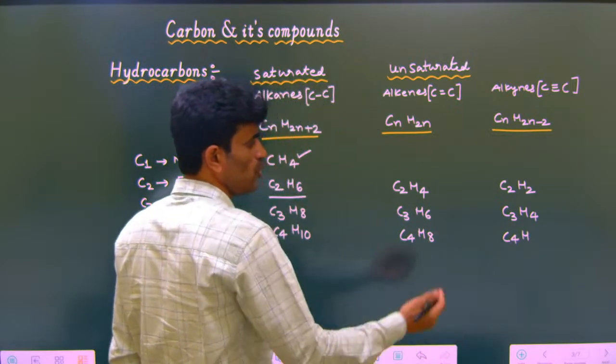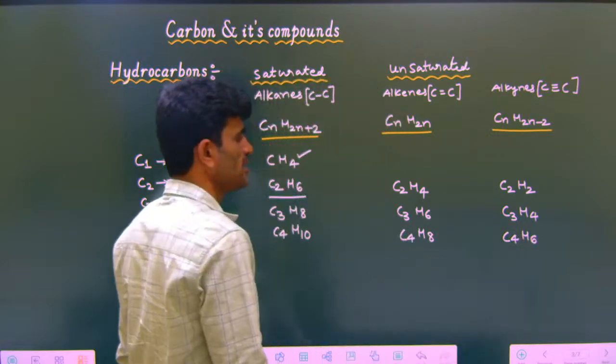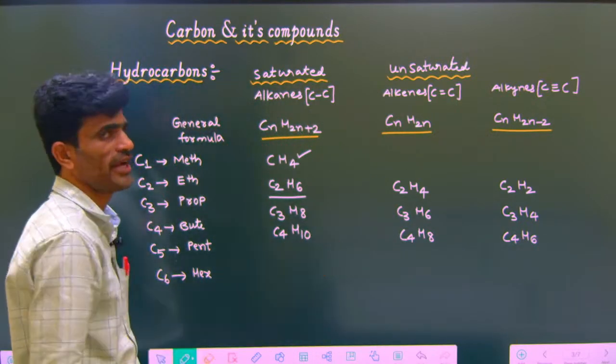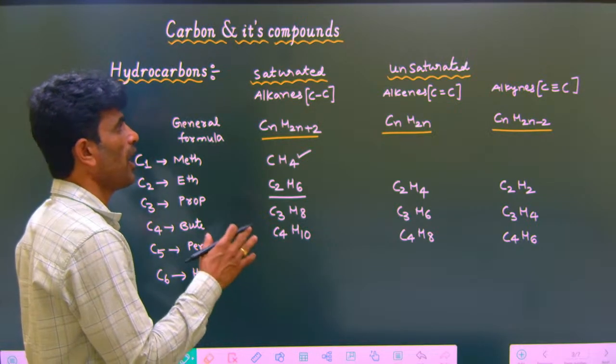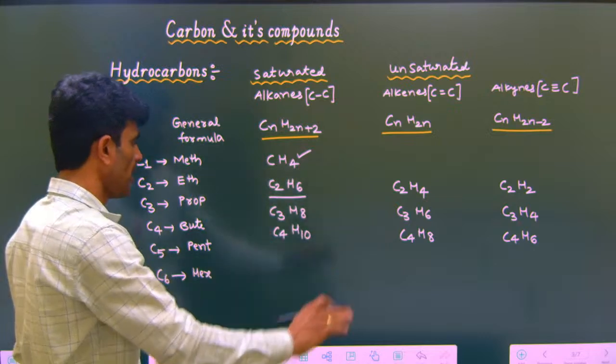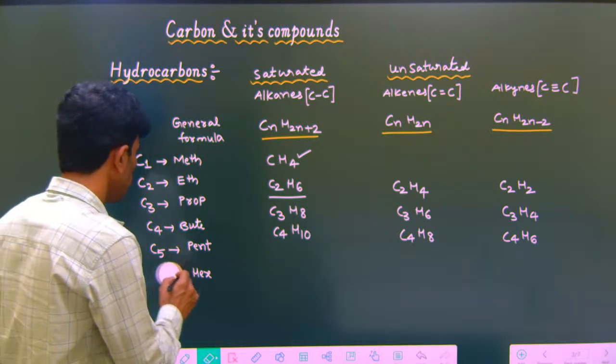C4H, 2 less than the double. Double is 8, 2 less than the double is 6. C4H6. So like this, we can write the molecular formulas of alkanes, alkenes and alkynes. Hope you understood how to write the molecular formulas.